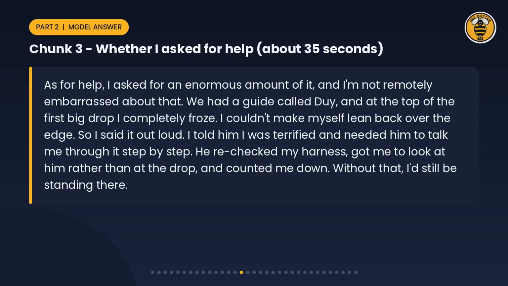As for help, I asked for an enormous amount of it, and I'm not remotely embarrassed about that. We had a guide called Di, and at the top of the first big drop I completely froze. I couldn't make myself lean back over the edge, so I said it out loud. I told him I was terrified and needed him to talk me through it step by step. He rechecked my harness, got me to look at him rather than at the drop, and counted me down. Without that, I'd still be standing there.